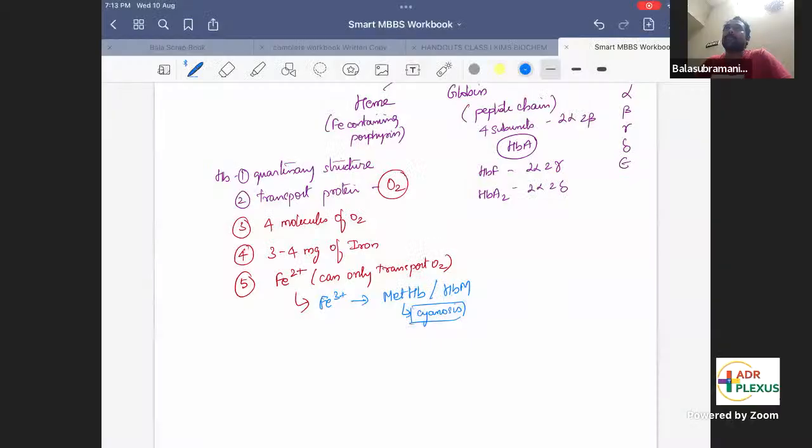A 3+ hemoglobin or a methemoglobin or a HbM. So when HbM is there, the hemoglobin cannot transport oxygen. So when there is no oxygenated blood, the red color of the blood disappears and is replaced by a blue colored blood. That condition is called cyanosis. So this is the basic backdrop of the hemoglobin entity.